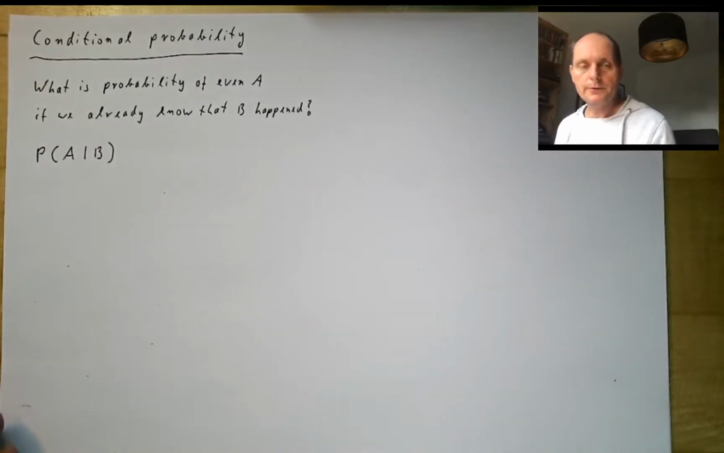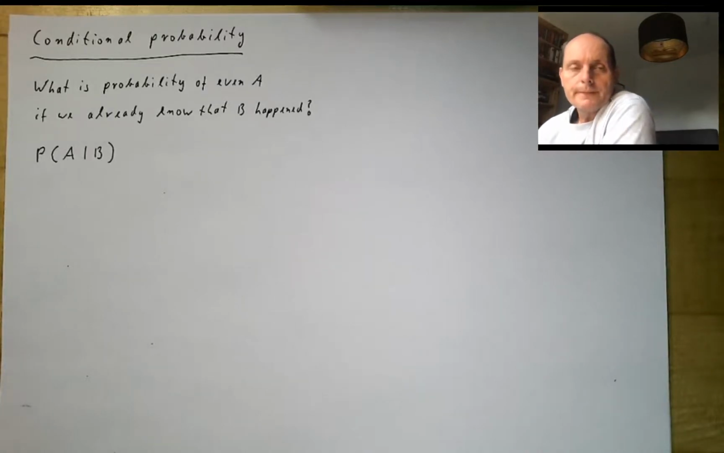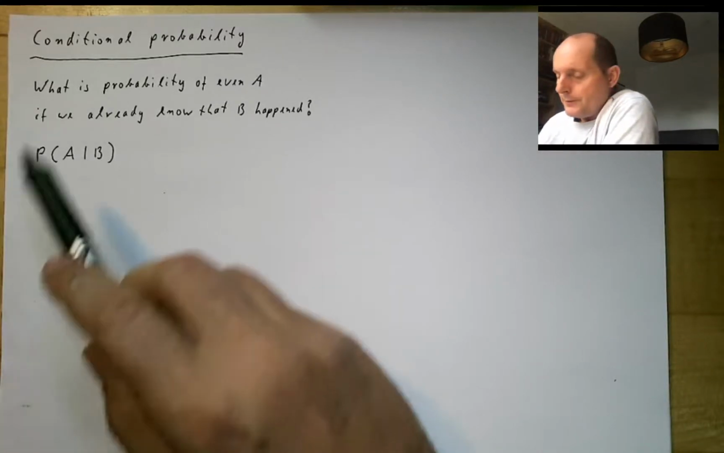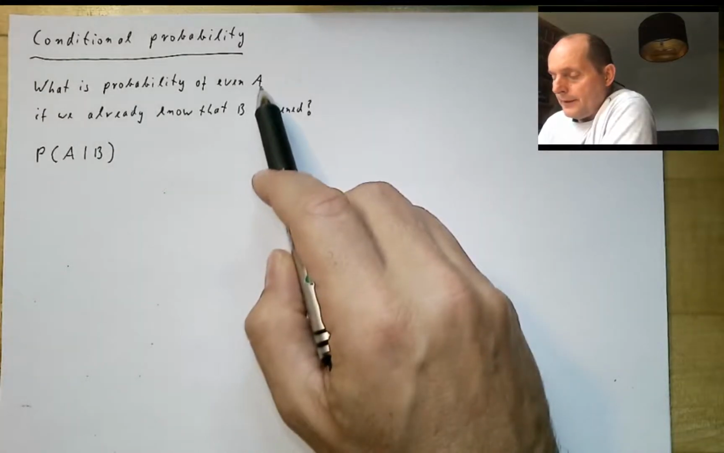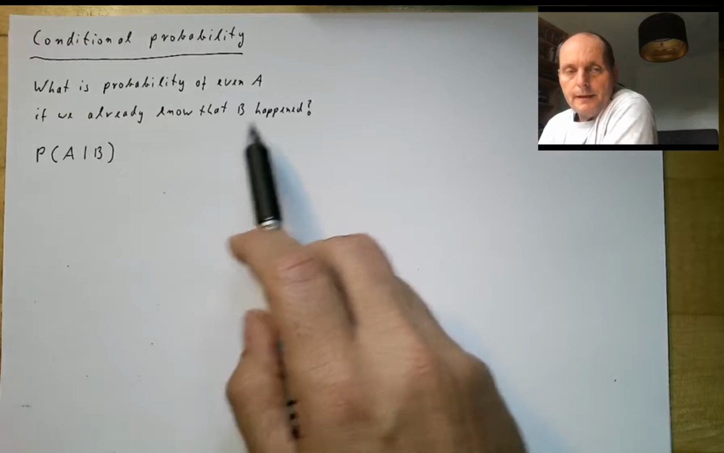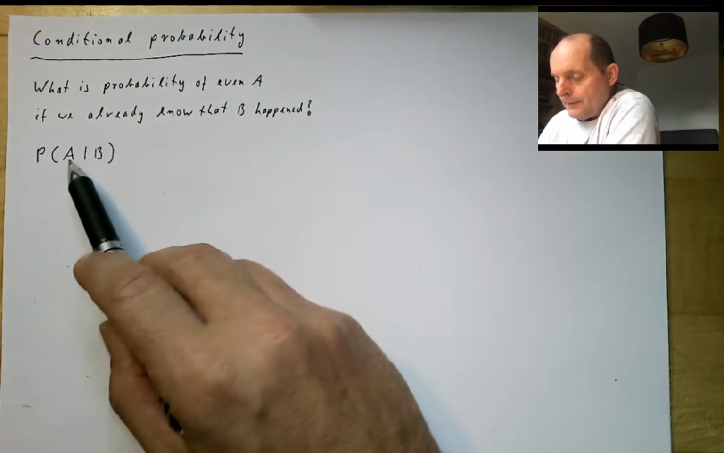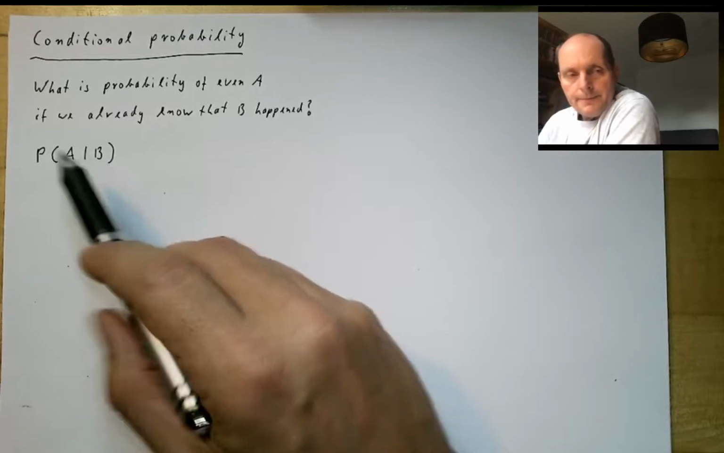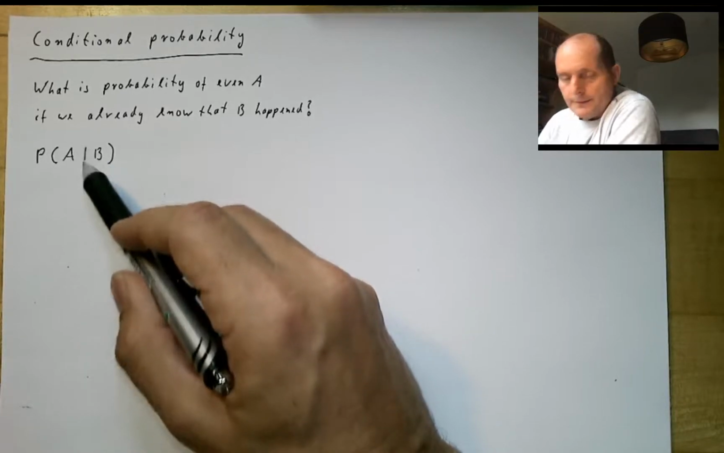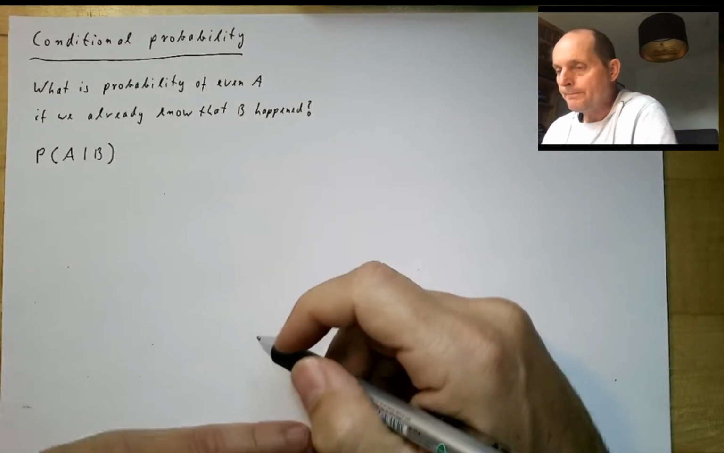Today I want to introduce the conditional probability. That's the question: what is the probability of an event A if we already know that another event B happened already? We say the probability of A conditioned by B, and this vertical bar means the conditional probability. So how can we calculate this?